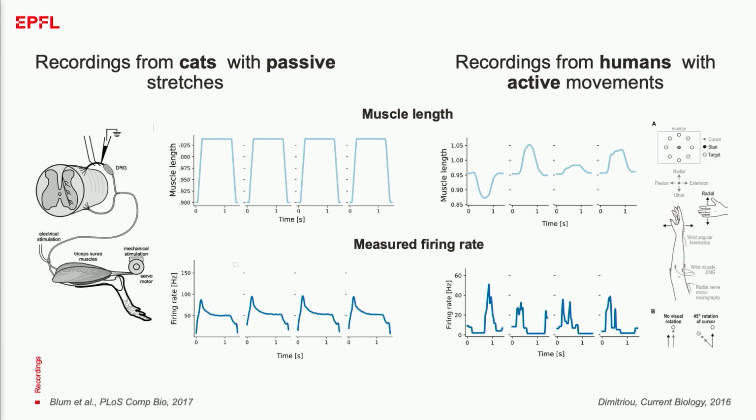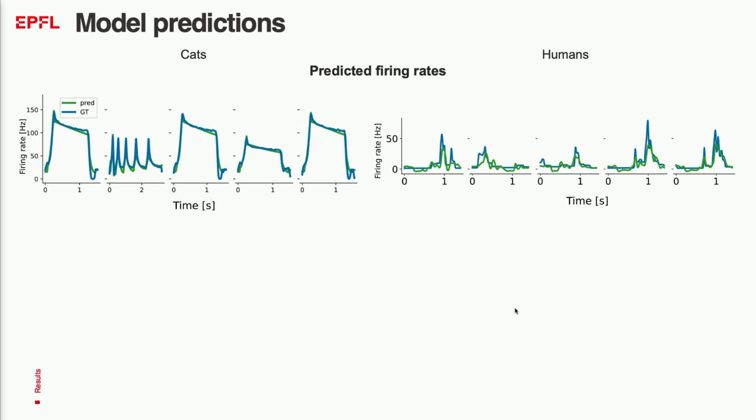And then we use data from different situations. On the left, we have recordings from cats doing passive movements, and humans on the right, active movements. And already you can see, the muscle length is quite different, but also the responses are quite nonlinear, especially in these active movements. So we were able to achieve quite good prediction.